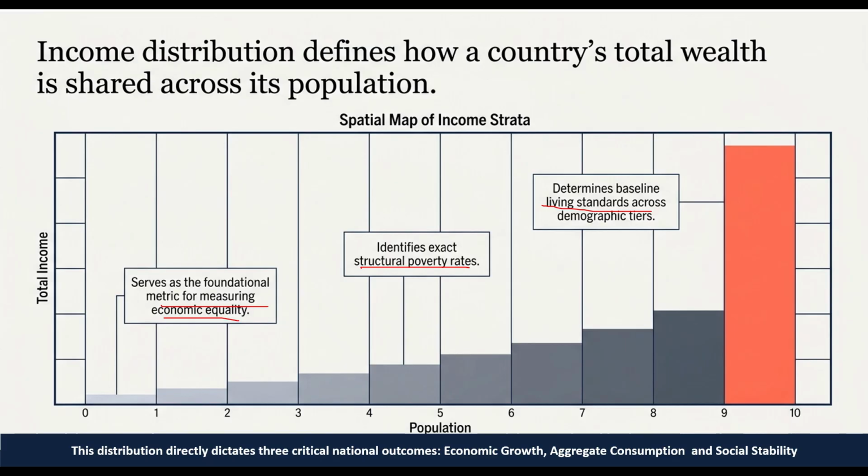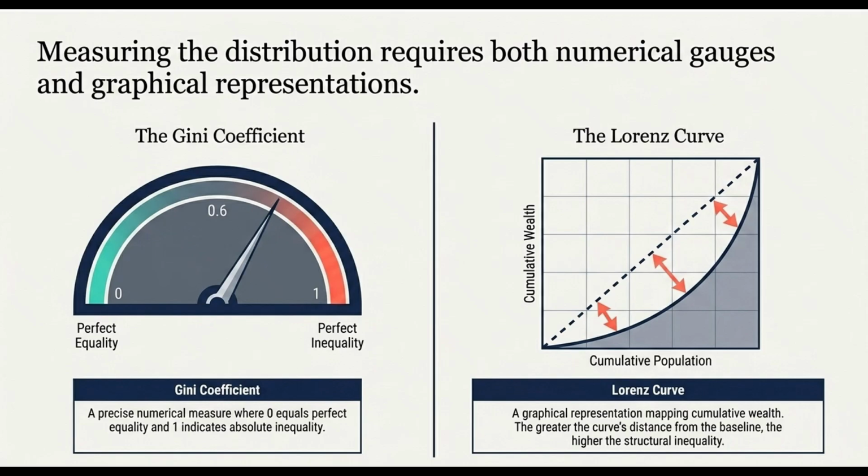Okay, so this distribution directly indicates three critical national outcomes. What are they? Economic growth, aggregate consumption, and social stability. Now let's see how to measure it.